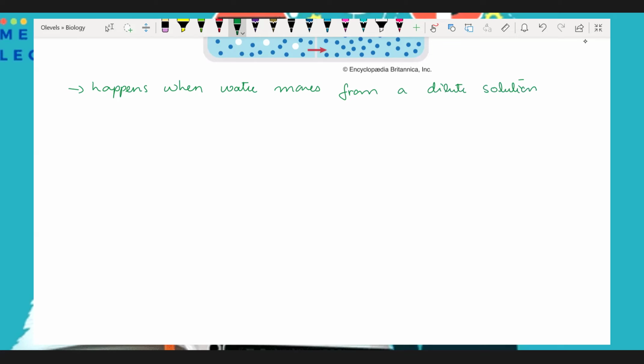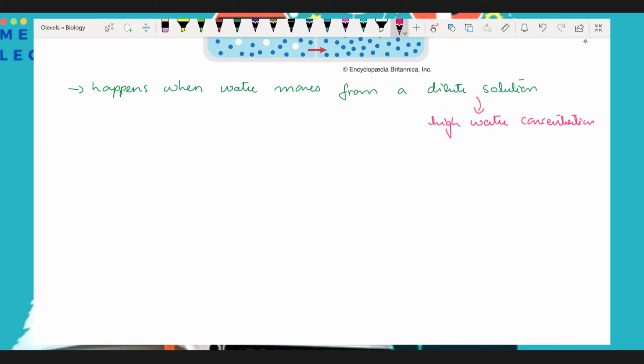Now, what is a dilute solution? A dilute solution, ma'am, is something in which the concentration of solvent, which in most cases is water, is greater. Yes, good. So a dilute solution is that which has high water concentration.